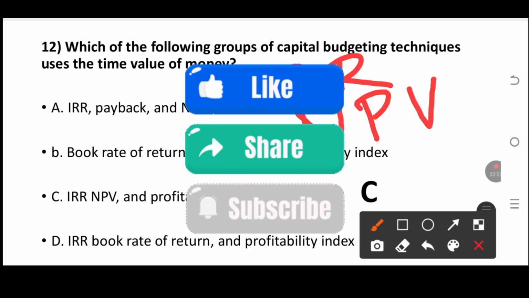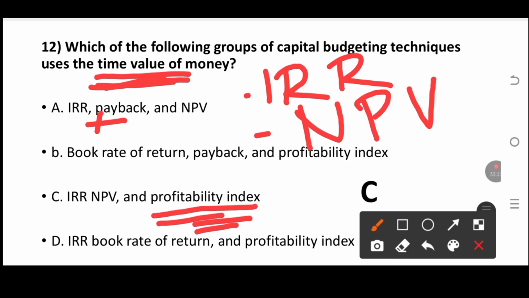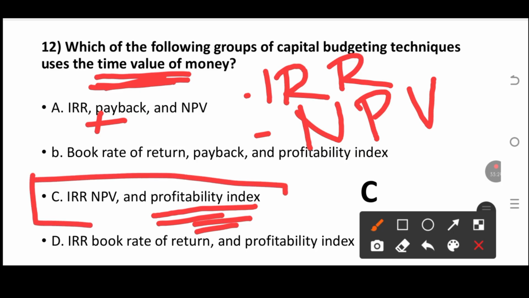B. Book rate of return, payback, and profitability index. C. IRR, NPV, and profitability index. D. IRR, book rate of return, and profitability index. So basically, the capital budgeting techniques that use time value of money are IRR, NPV, and profitability index, not payback. So C is the correct answer.